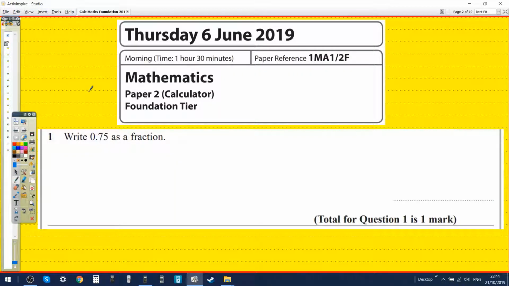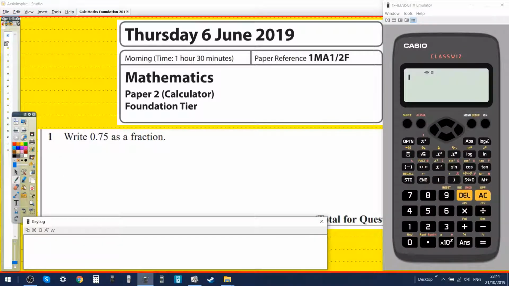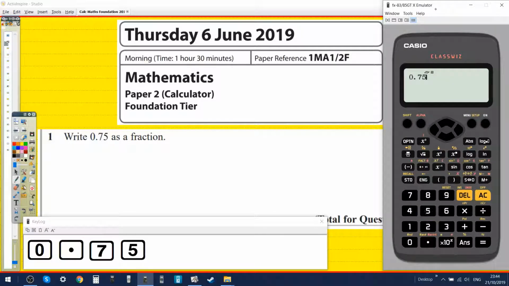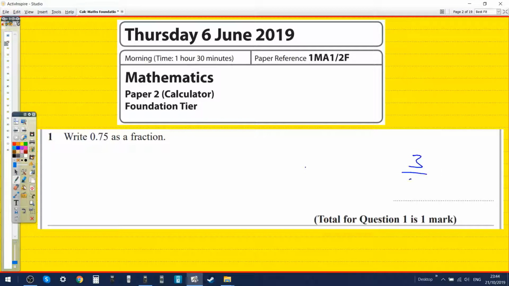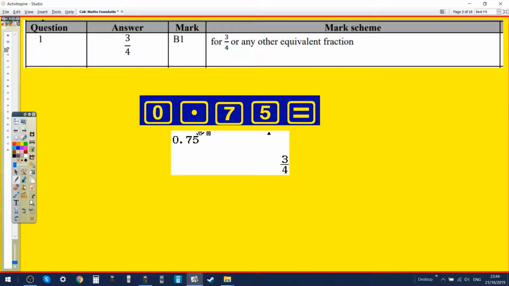I will start you with the baby question. Write 0.75 as a fraction. Here's my calculator. You can see what I do down the bottom. Literally copy and paste the question into your calculator. Click it. 0.75 equals, that is the answer, 3/4. You write down your answer and you get 1 mark, just like that.